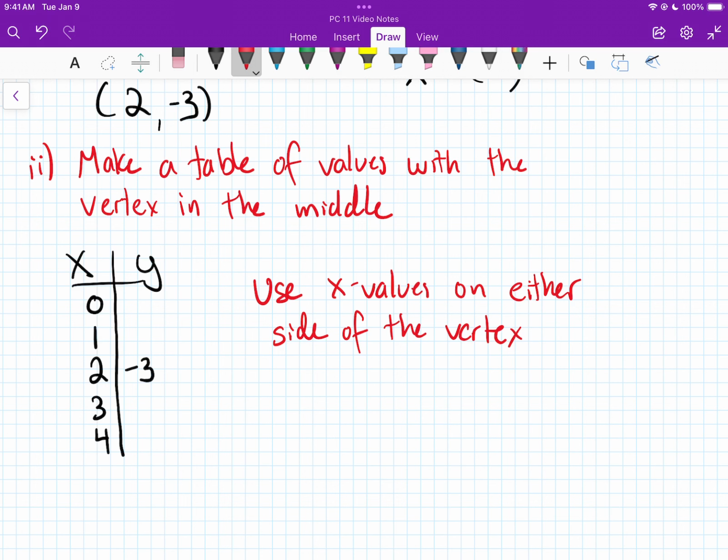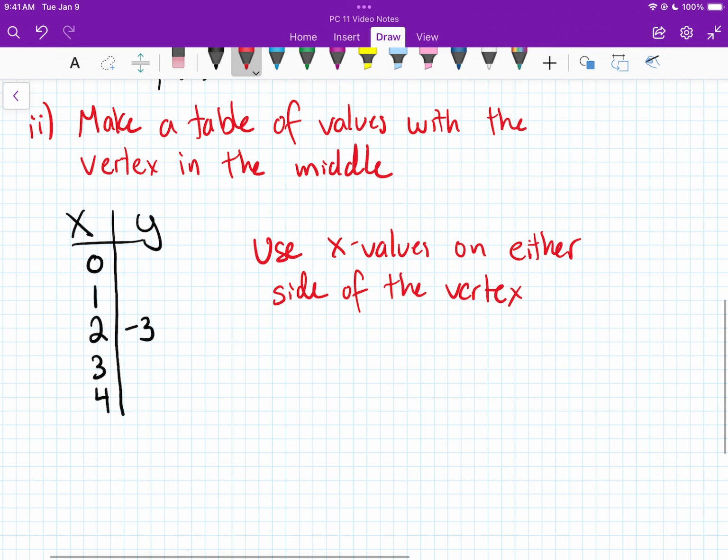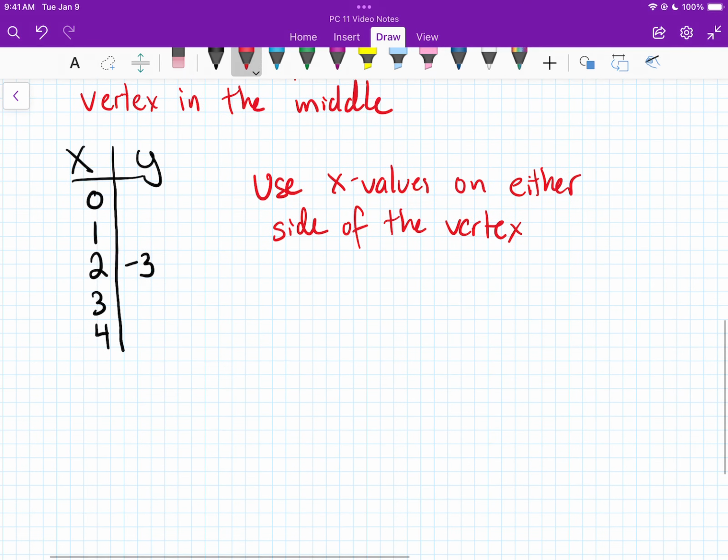All right, so now we're just going to take those x values and we're going to plug them in one at a time into our function. So that's step 3. Plug in the x values and calculate.